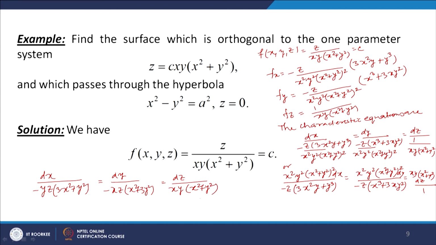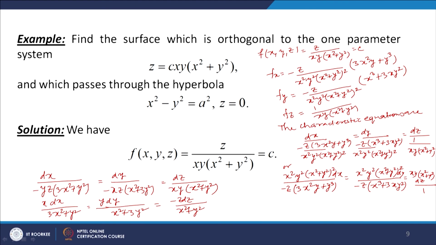Okay. Now what we do, we multiply by x by z in the numerator. So if we do that, we have x dx divided by, we are multiplying by minus x by z, so x dx upon 3x square plus y square, and then we have dy over x square plus y dy over x square plus 3y square, and here we get x by z minus x by z, so minus z dz divided by x square plus y square.